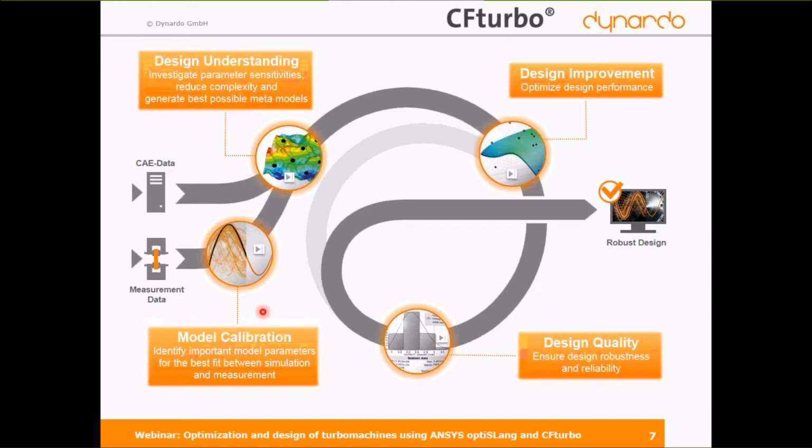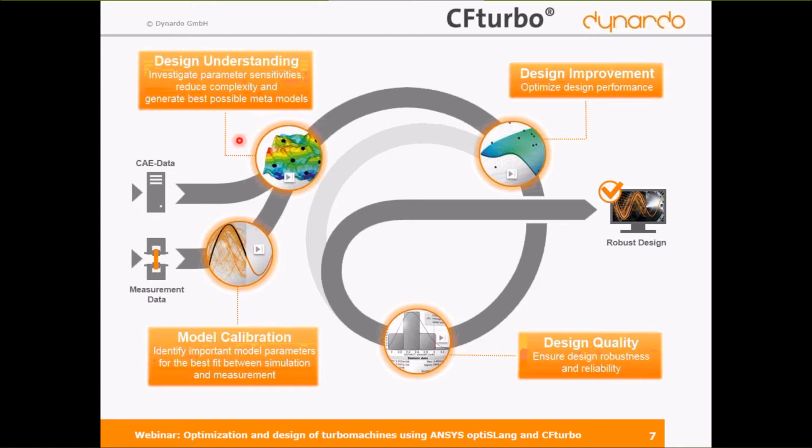This slide expresses the best practice recommendation for robust design optimization. We always start with the process and automation, which I described before, so to automate your process. The next step is an optional one: do a model calibration. Here we can identify important material model parameters and find a good fit between measurement and simulation.